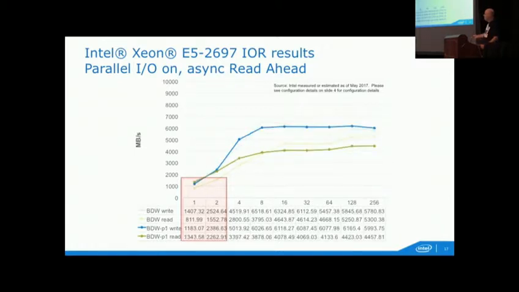Then I turn on parallelization, and again read ahead is asynchronous. So in this case, I have an improvement of write operation, but I have some performance degradation because of the overhead of this parallelization work.